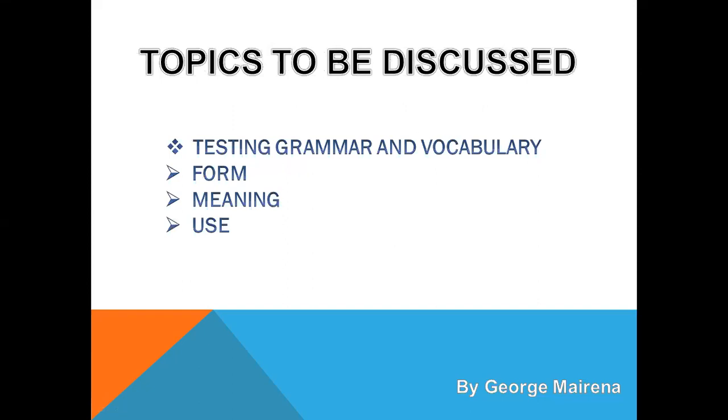So the topics that we're gonna discuss in this session, as I told you before, is how to teach and test grammar and vocabulary. And we have the three main forms. We have the form, the meaning, and the use, okay? So this applies for grammar and even for vocabulary.